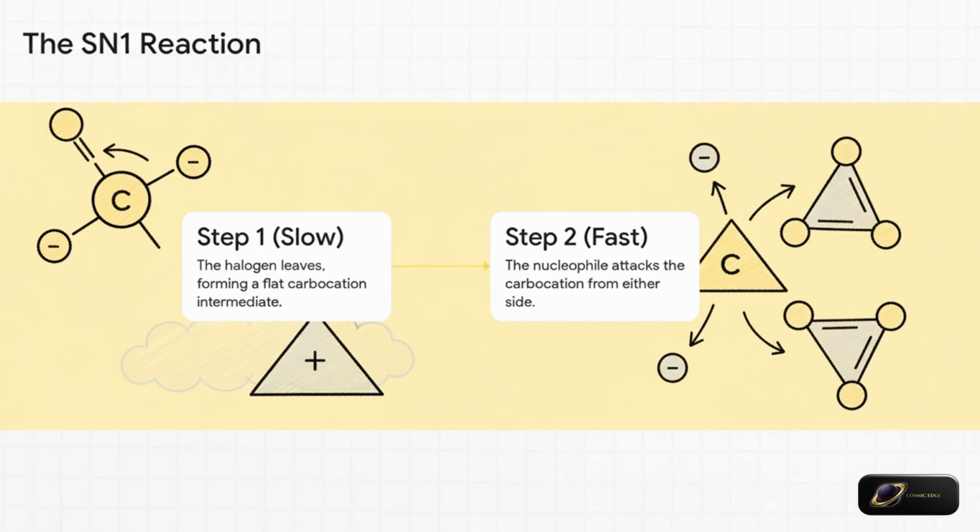Its opponent is the SN1 reaction. The 1 means unimolecular because the slow rate-determining step only involves one molecule. This is a totally different process. First, the halogen just leaves, all by itself. That's the slow step. And when it leaves, it forms a flat, positively charged middleman called a carbocation. Only then, in a second, super fast step, does the new group come in and attack that flat carbocation, and it can attack from either the top or the bottom.